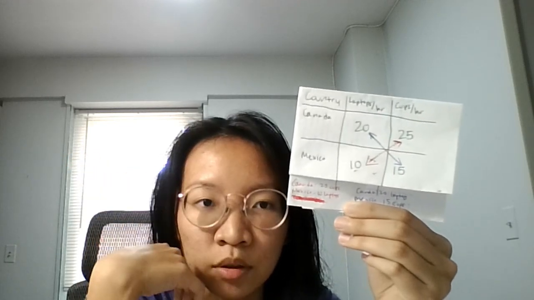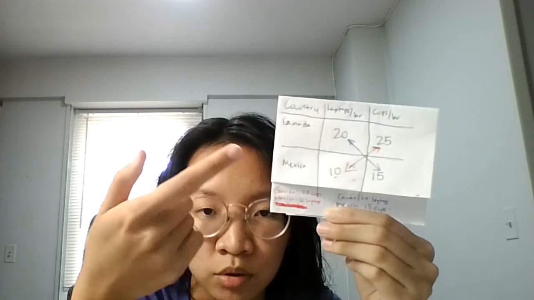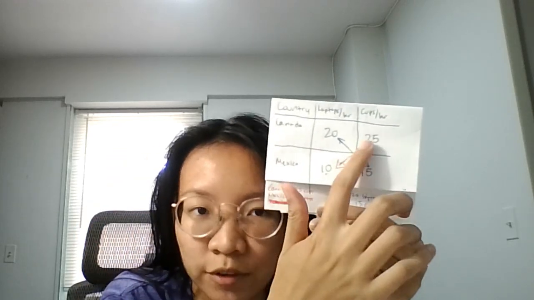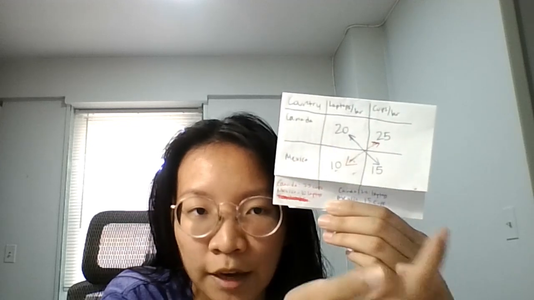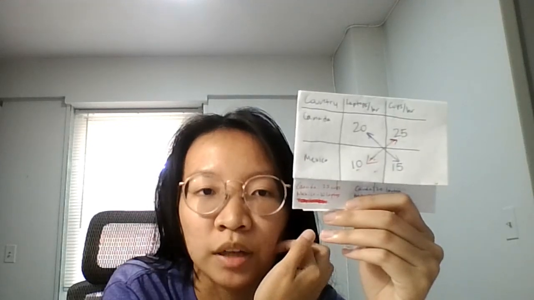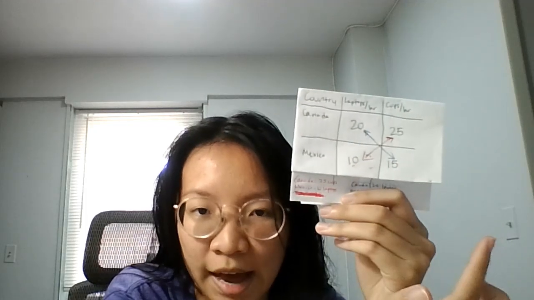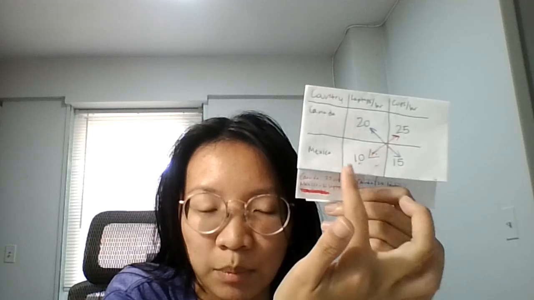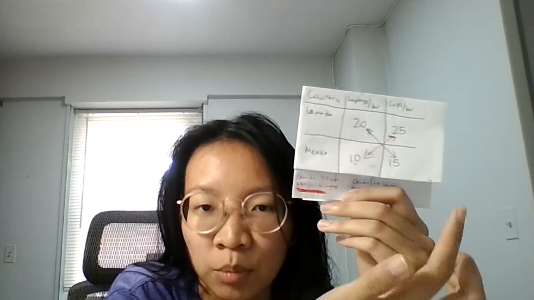But the real method is to figure out the opportunity cost of each country to produce one item over another. So for Canada, the opportunity cost if it were to produce one laptop, you divide 25 by 20, and you'd get 1/4 of a cup if it were to produce one more laptop instead of a cup. But for Mexico, when you divide 15 by 10, you get 1.5. So Mexico has a greater opportunity cost of producing one more laptop than a cup. So it should be producing cups instead of laptops.